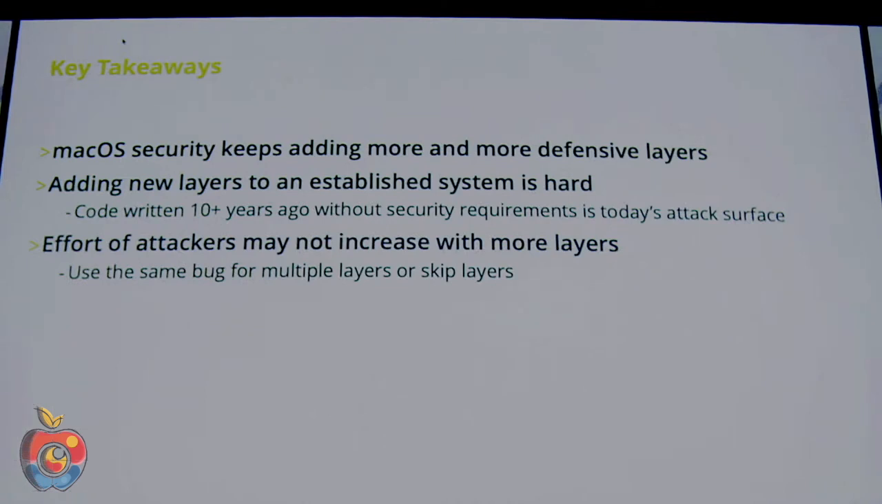Now finally some takeaways. You see that macOS keeps adding more and more defensive security layers, but adding security layers to an established system with such a large history as macOS is really difficult. There's all of these places in code that was written more than 10 years ago with the assumption of a completely different security model and completely different security requirements. And suddenly all of that code is now attack surface. So applications can now suddenly attack each other. And there's still a lot of code in the system that is not really making that assumption.